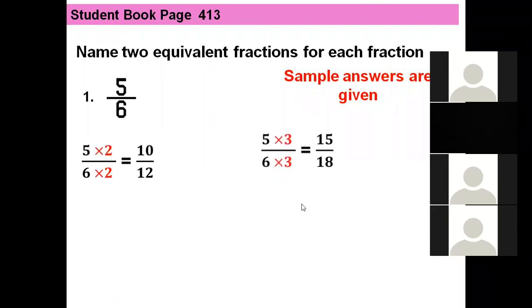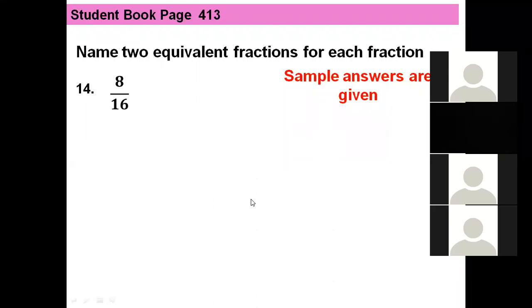Can you give me an equivalent fraction to 5 out of 6? You may use two ways, way 1 or way 2. You may multiply or divide. Choose. Multiply by what? By 2. So what are you going to get? 10 out of 12. Great job. I'm going to give sample answers here. If you multiply by 2, the answer is 10 out of 12. If you multiply by 3, 15 out of 18. Great job.